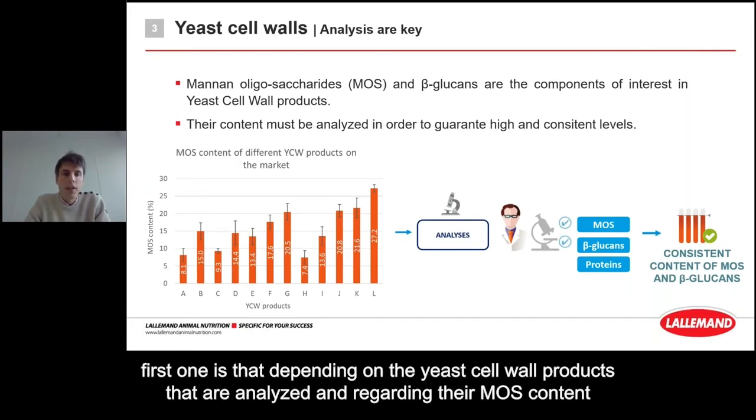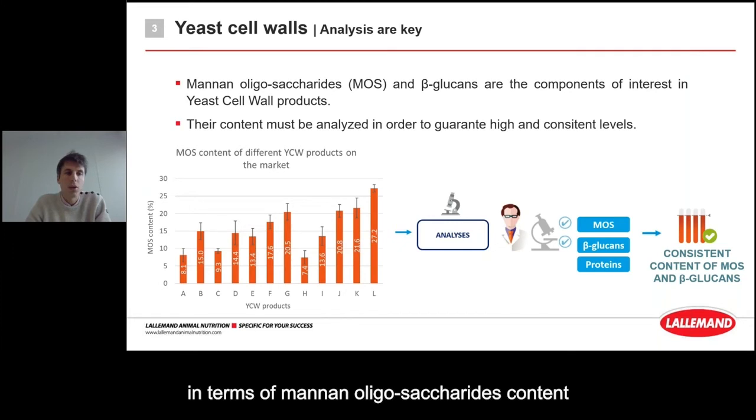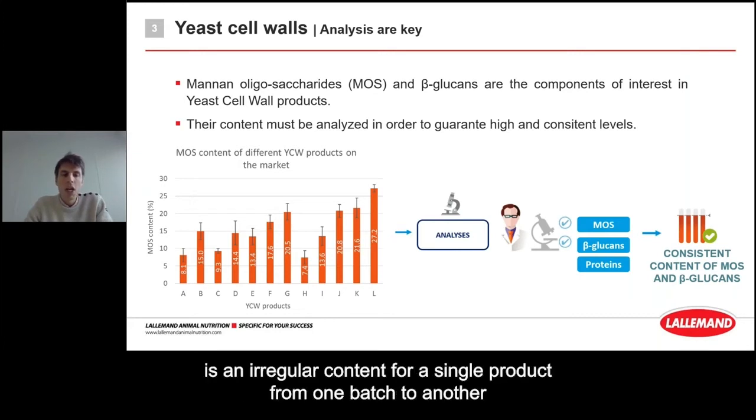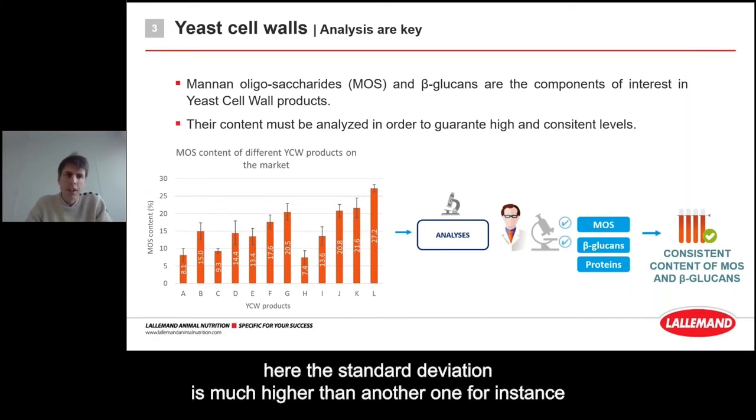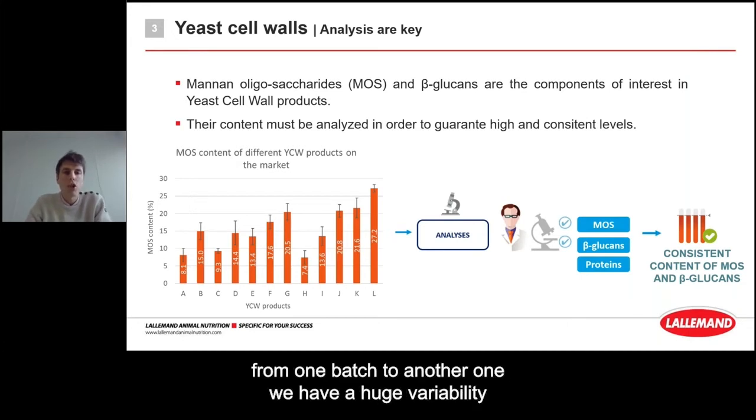The first one is that, depending on the yeast cell wall products that are analyzed and regarding their MOS content, we can see that there is a huge variability from one product to another that can be collected from the field in terms of mannan oligosaccharide content. And the second thing, which is visible, is an irregular content for a single product from one batch to another. Here, the standard deviation is much higher than the other one, meaning that even for a single product, from one batch to another, we have a huge variability.